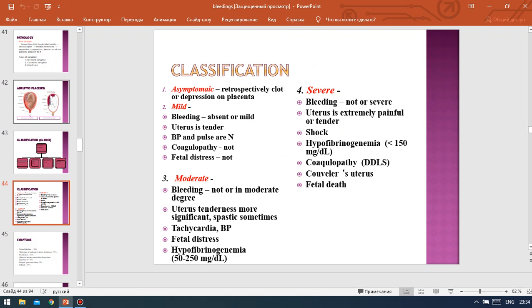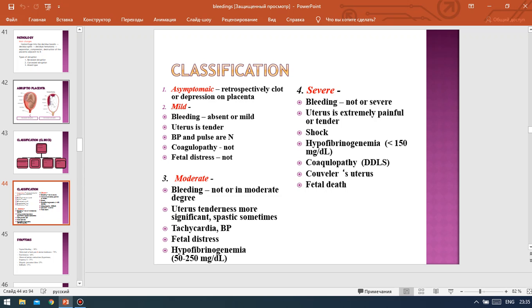In the moderate form, we have bleeding, none or in moderate degree, uterine tenderness more than significant, sometimes spastic, sometimes we have some contractions, tachycardia, blood pressure is changed, fetal distress, and hypofibrinogenemia, less than 250 but more than 50.